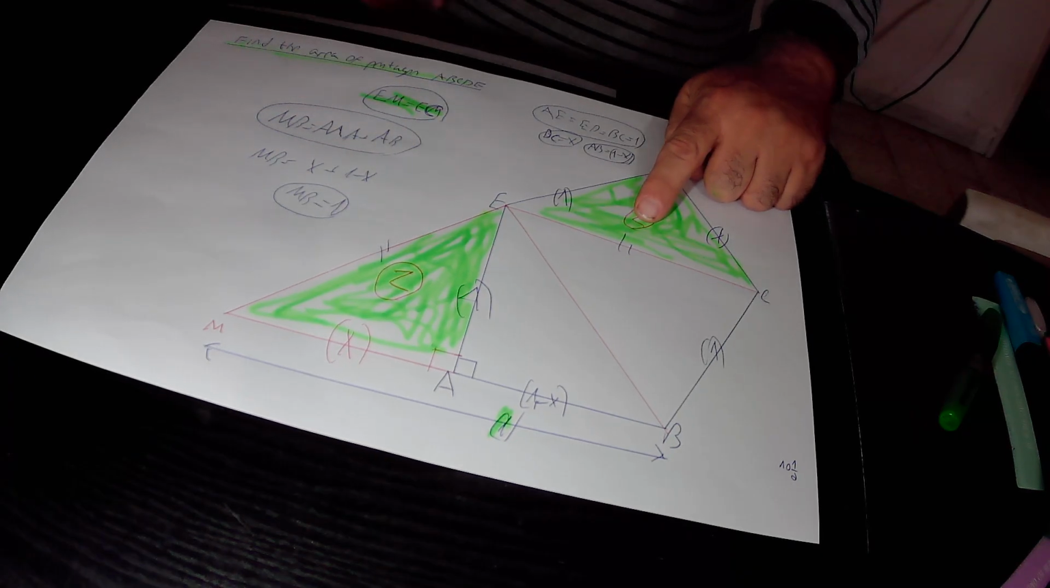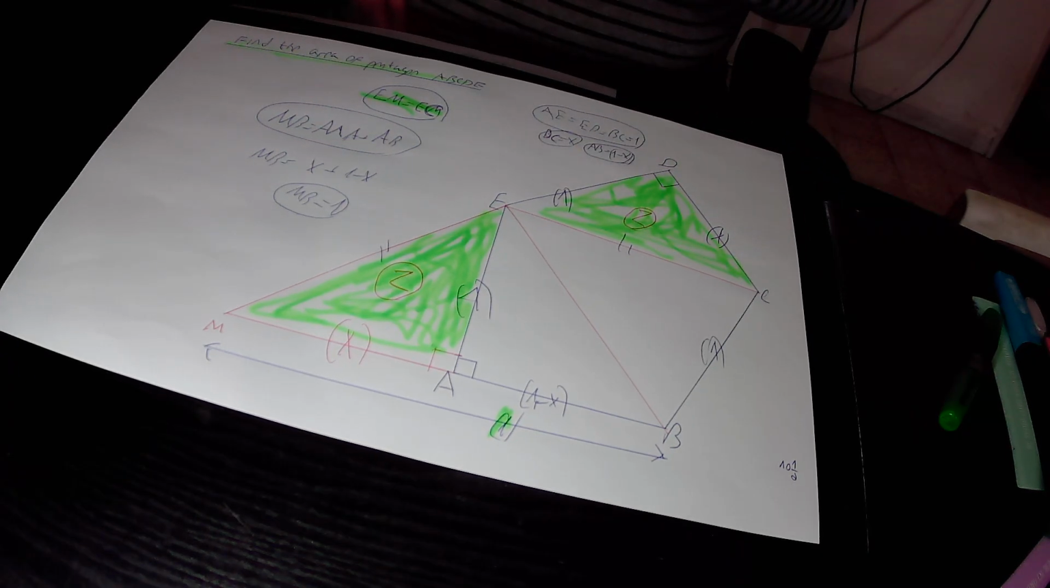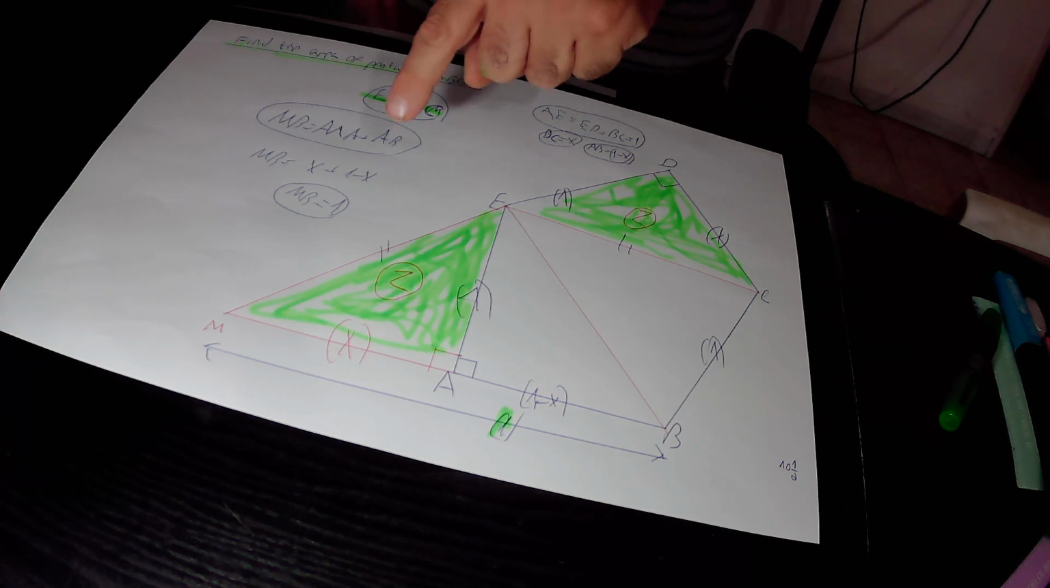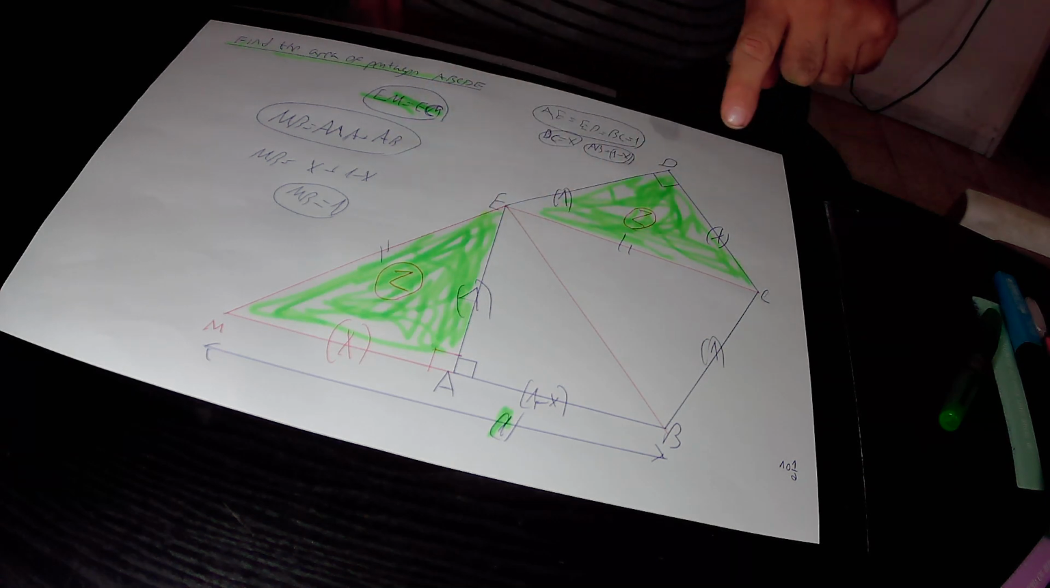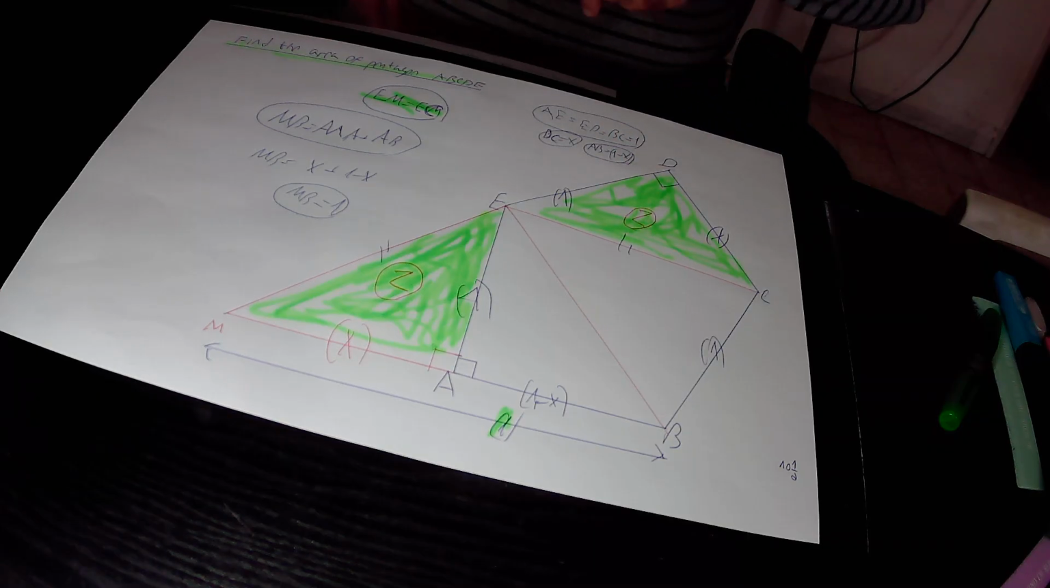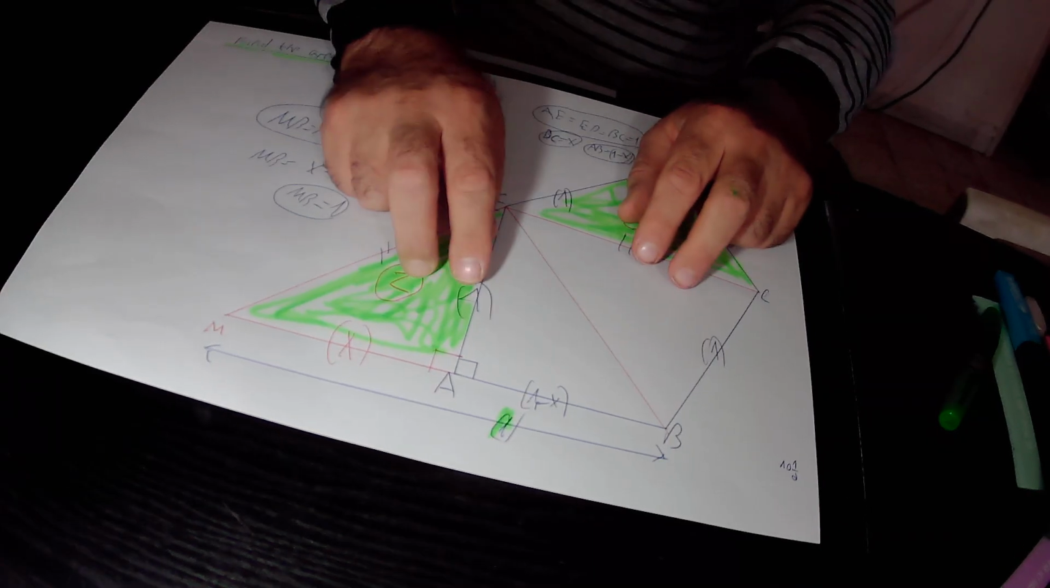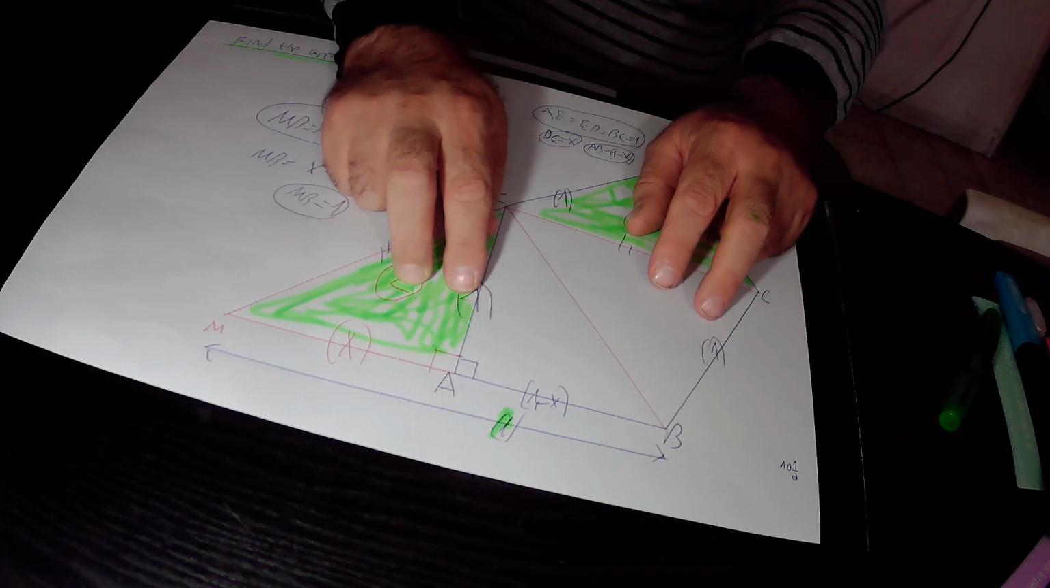And finally, EB is a common side that belongs to both triangles, so I can write down that EB equals itself as a common side that belongs to both triangles. So we find that all three sides of triangle EMB are correspondingly equal to all three sides of triangle EBC. And therefore those two triangles are congruent according to the side-side-side rule.